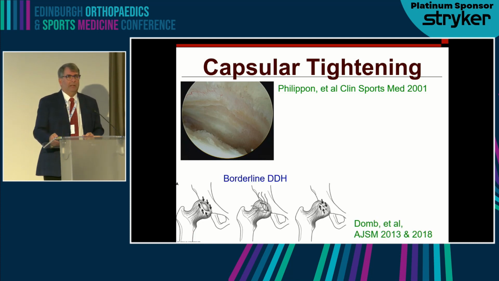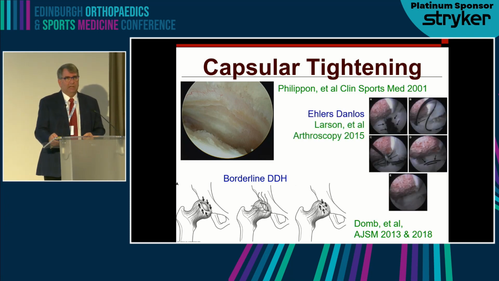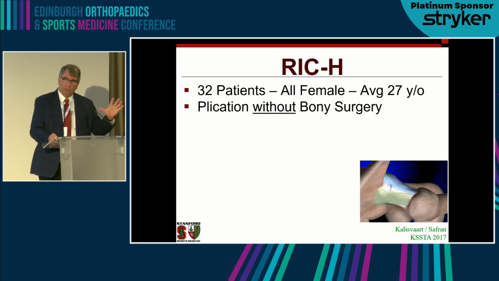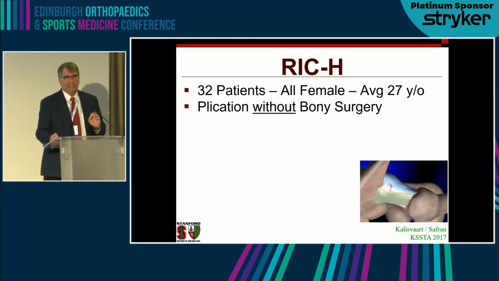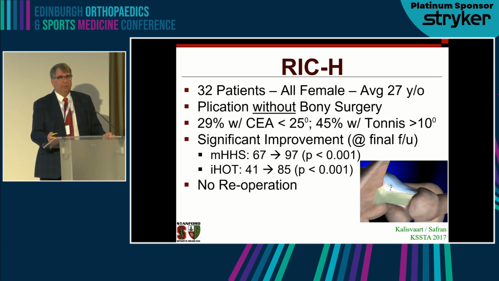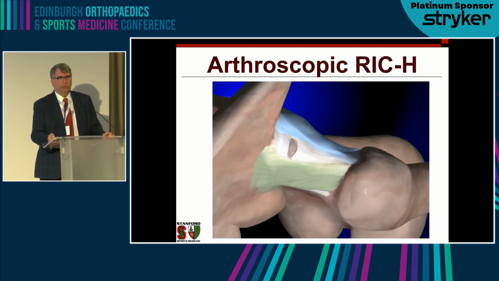Mark Philippon did the thermal. Ben Dome talked about doing a capsular plication, and Chris Larson and Ehlers-Danlos patients. All of them had about 80% or greater good excellent results. I looked at a series of 32 patients. Those other studies had bony work done as well. I had 32 patients. I did just the capsular plication and labral surgery. Depending on how you measure it, a third to almost half had borderline dysplasia. And we basically had no reoperations, no increased symptoms, no loss of motion, and all the athletes returned to sports.